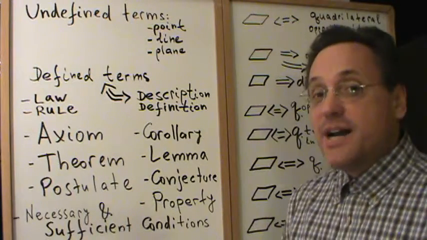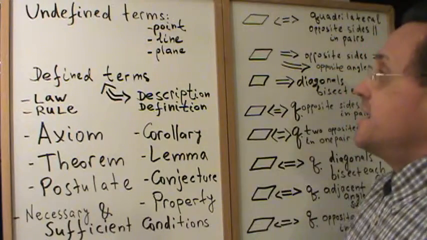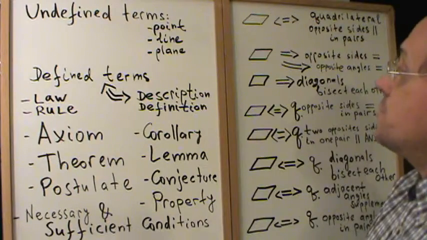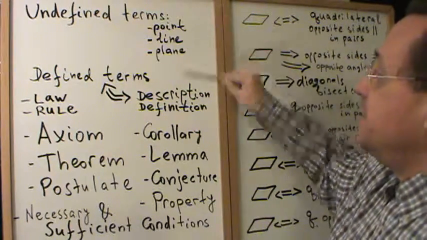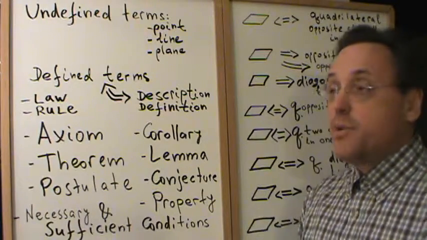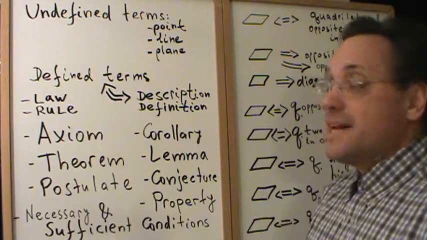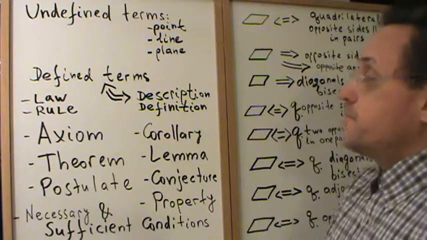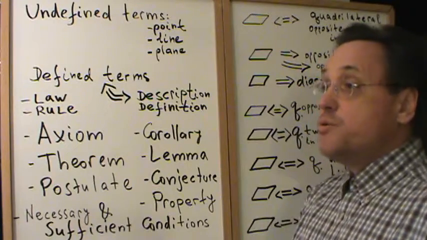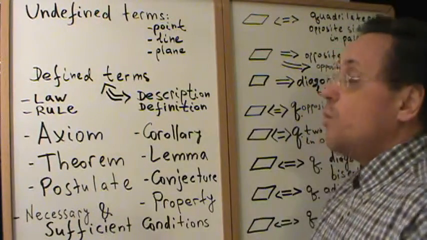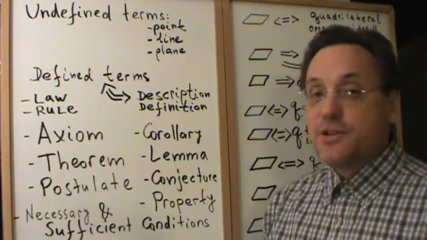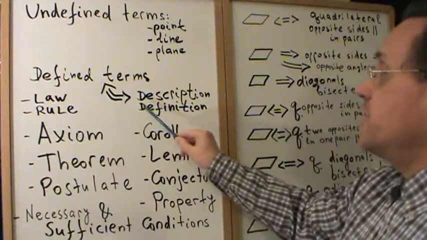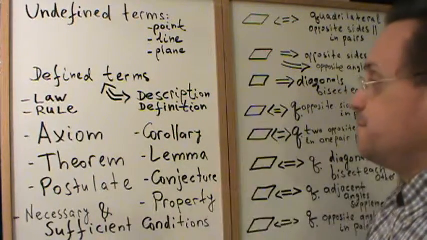But we cannot define a line, so it's an undefined term. In geometry, we have undefined terms of point, line, and plane. We cannot define those terms, and we just use them, we assume them as primitives. All defined terms are defined using undefined terms or previously defined terms. A defined term is logically equivalent to its description or definition.